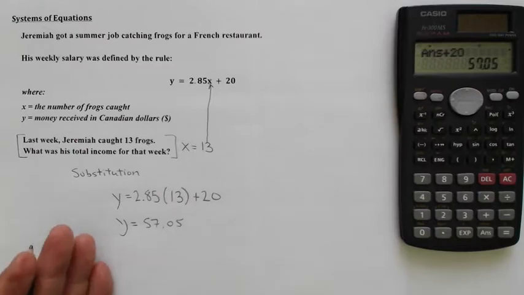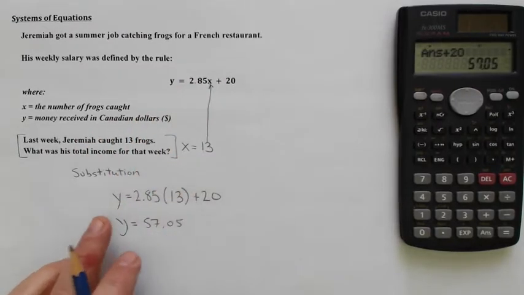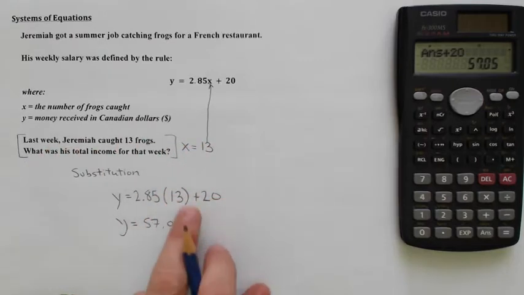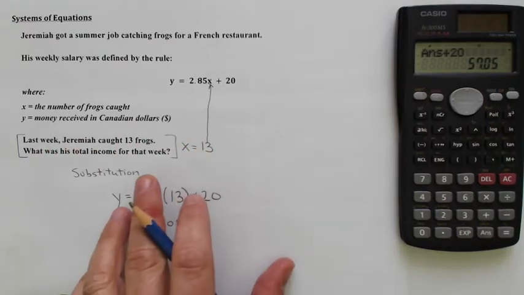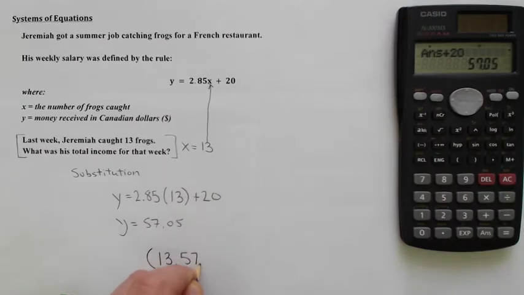Not complicated, not difficult. A lot of you probably would have thought to do that anyway, but we just want to show you that even something as basic as this is itself a system of equations. Two equations which we're going to use to solve where the x and the y are the same. These two lines will cross at 13, 57.05.